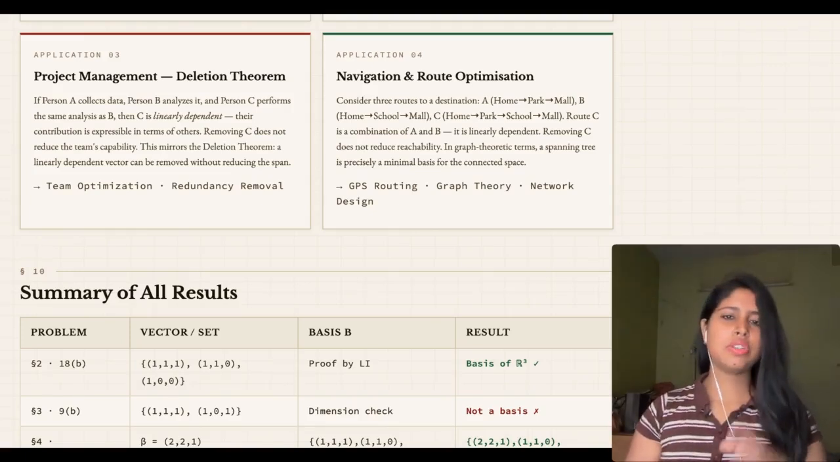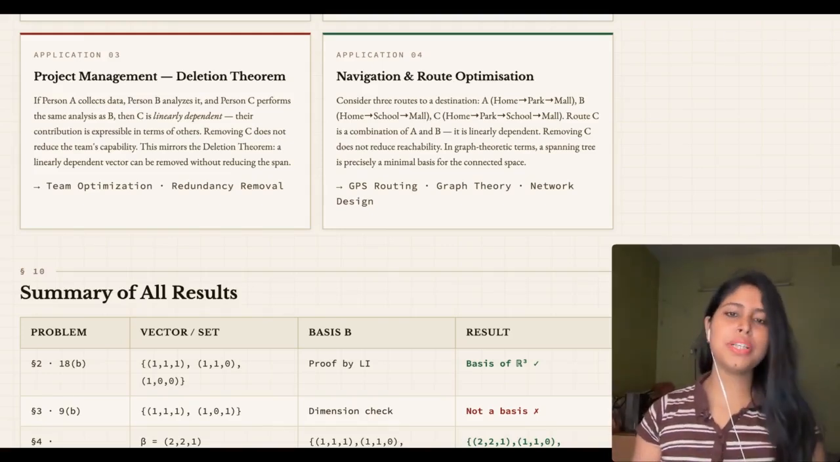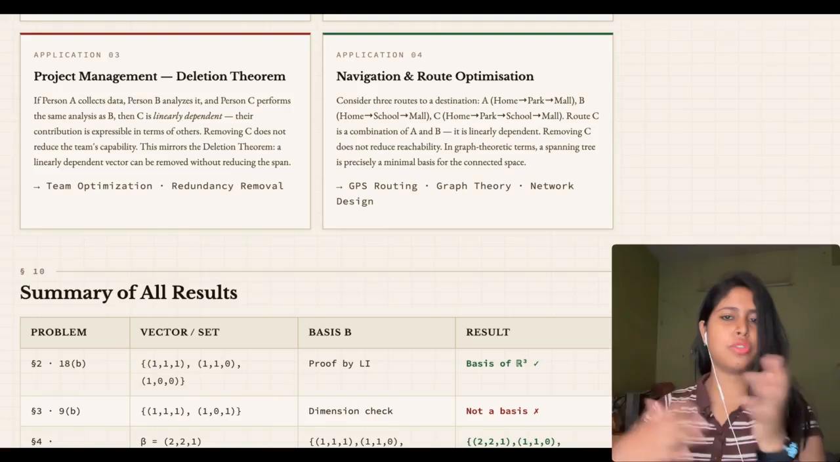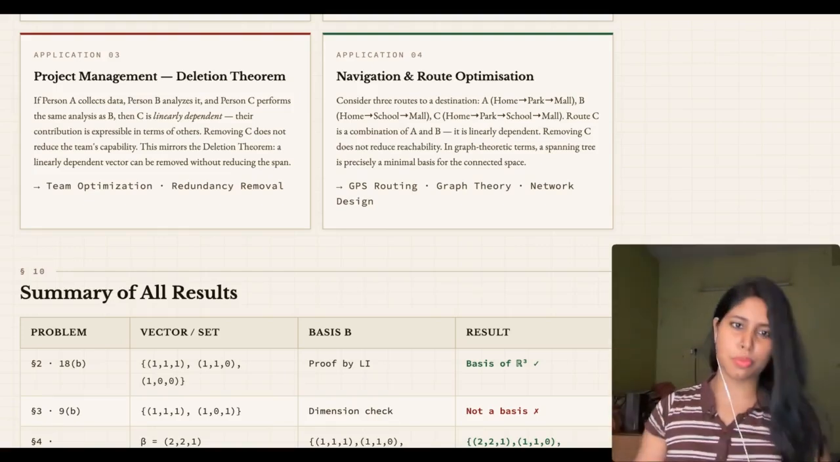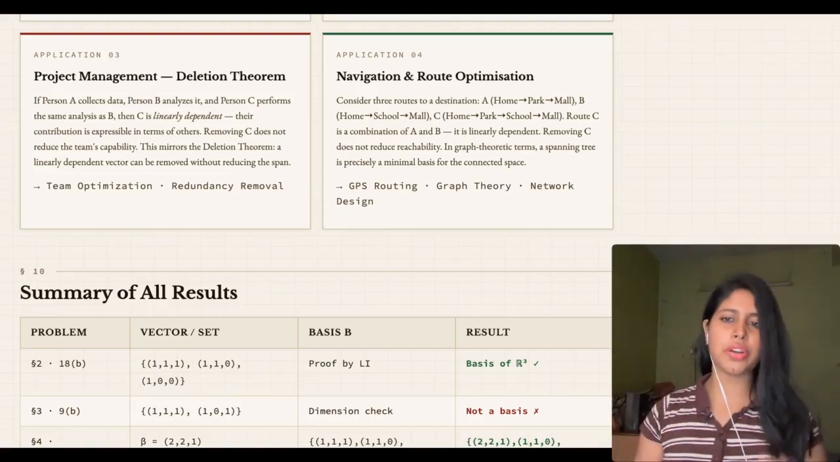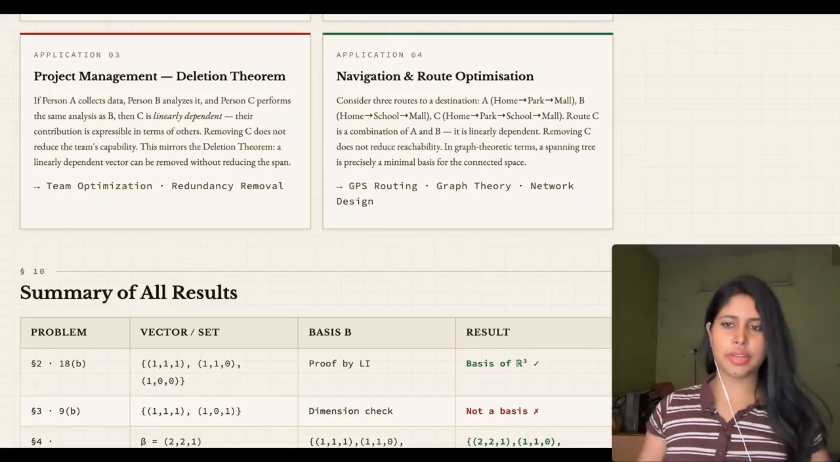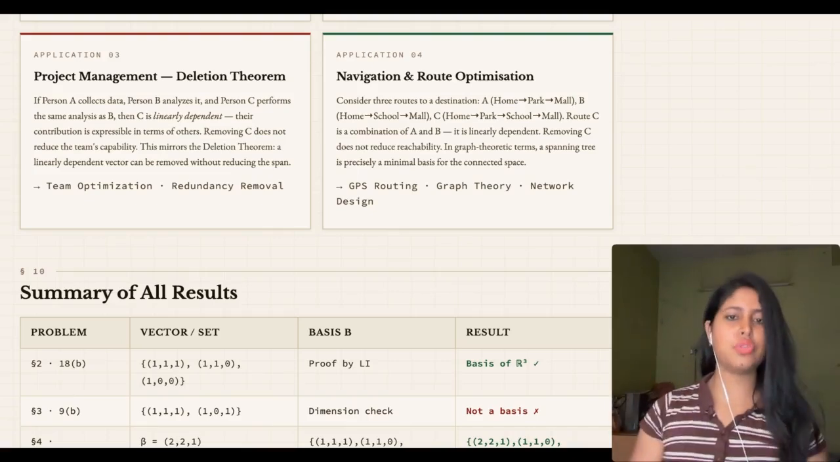So suppose that you have three routes. Route A is home, then the park, and then the mall. Route B is home, then school, then mall. And route C is home to park to school and then to mall. Now route C is basically just a combination of route A and route B. If I remove route C, I can still reach the mall. Just like a linearly dependent vector, removing it doesn't reduce your reach.